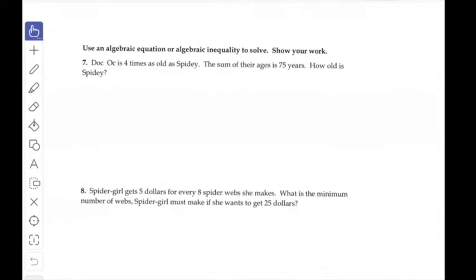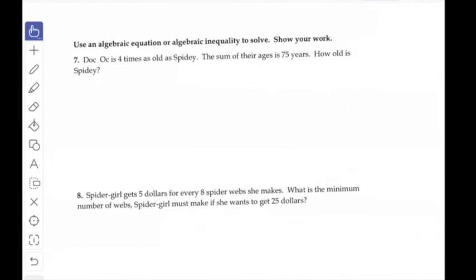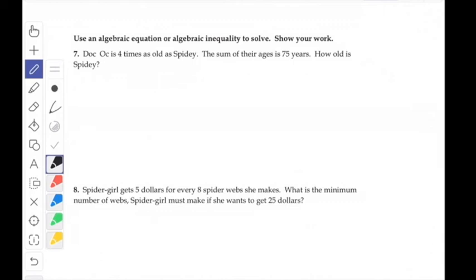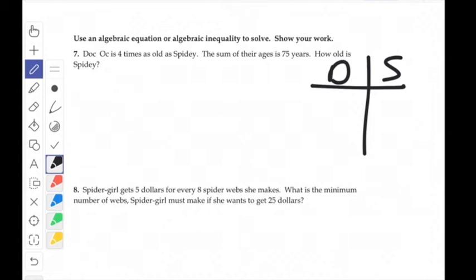Okay, so the next one is Doc Ock is 4 times as old as Spidey. The sum of their ages is 75 years. How old is Spidey? So what I would do, the best thing, is to make a little chart. So we have Doc Ock and we have Spidey. And what we're looking for, the unknown, is Spidey. So I'm going to put a variable as X.